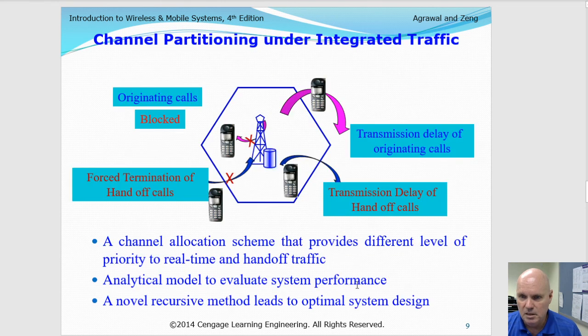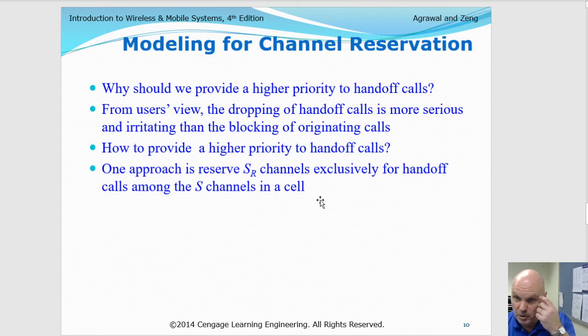Okay. A slightly more complicated model gives priority to handoff traffic. And why would we want to do that? It's a lot more annoying to have a call dropped as we go from one cell to another than it is for a user who's trying to make a call just to get a busy signal. So we want to put a higher priority on handing off calls than originating calls.